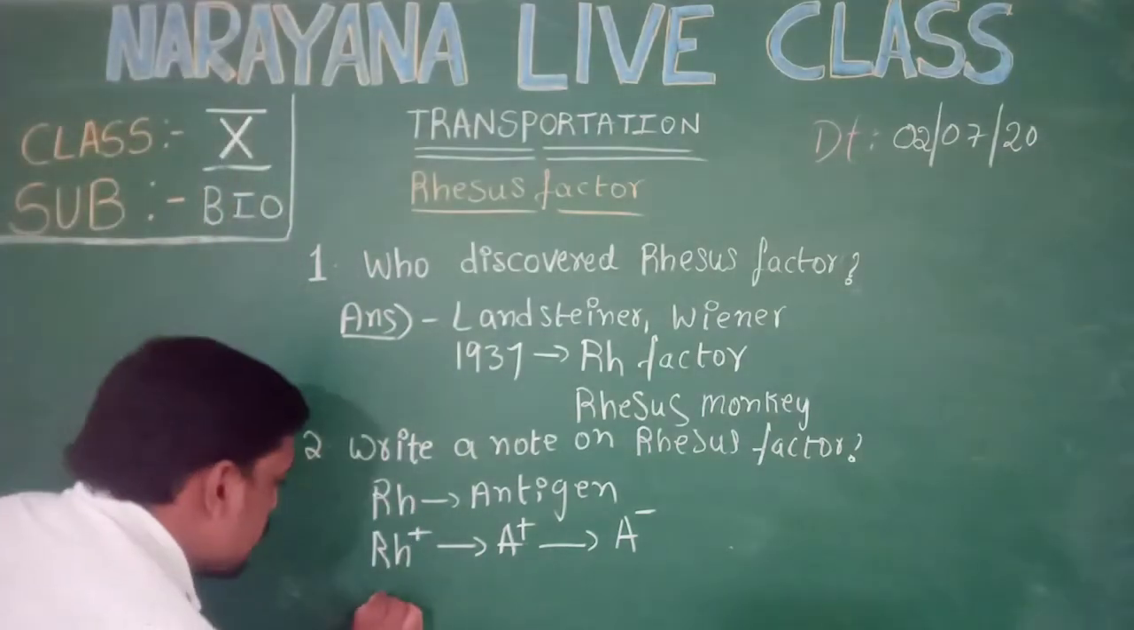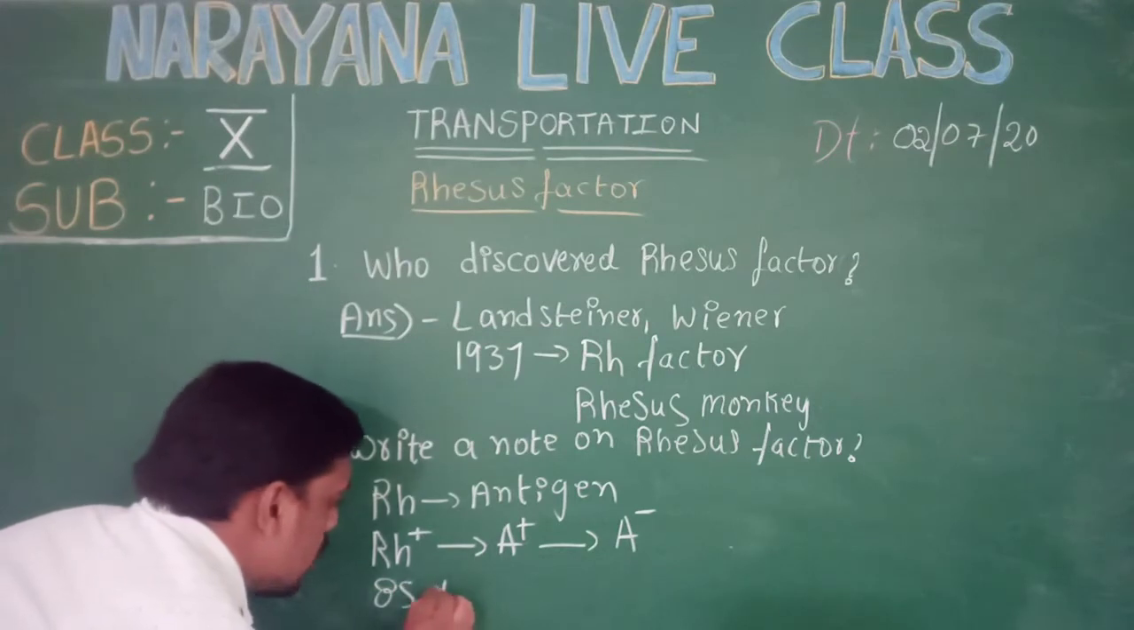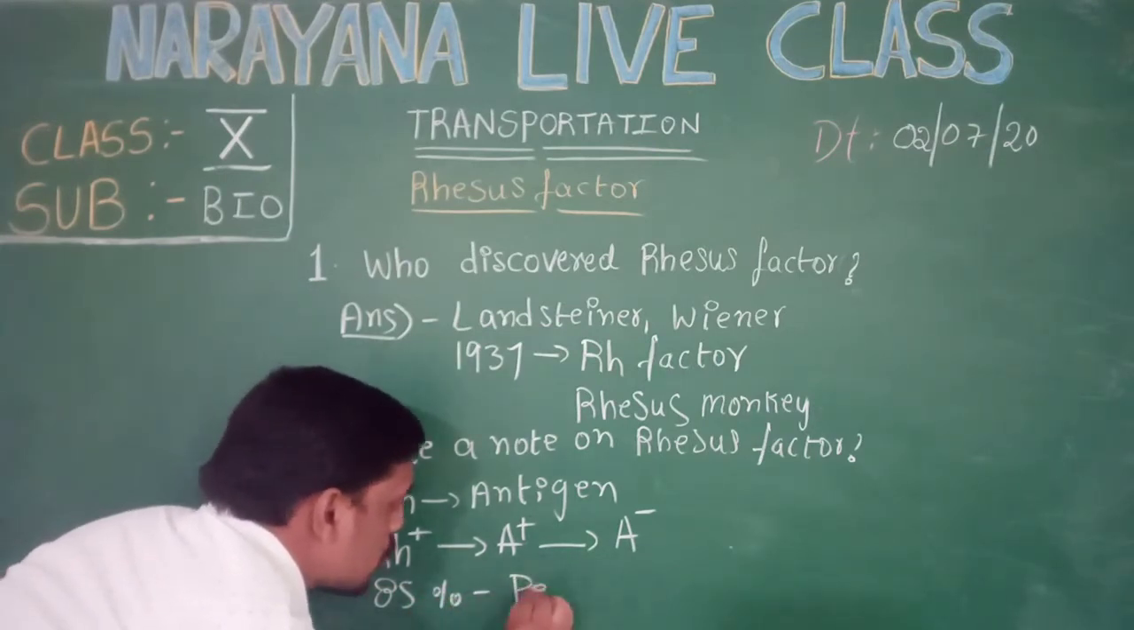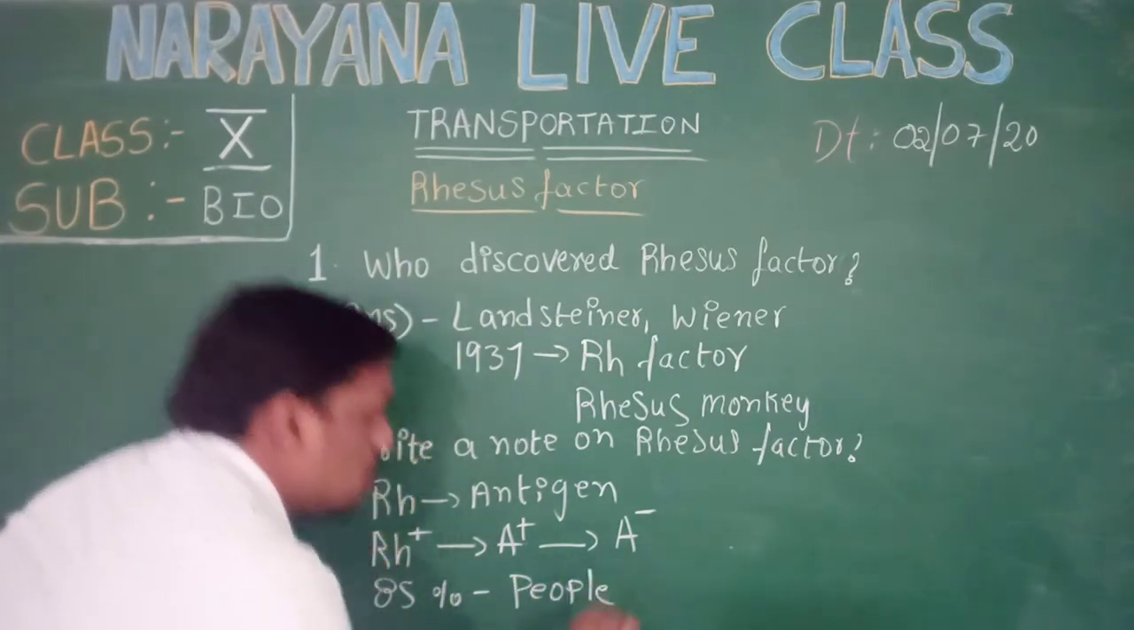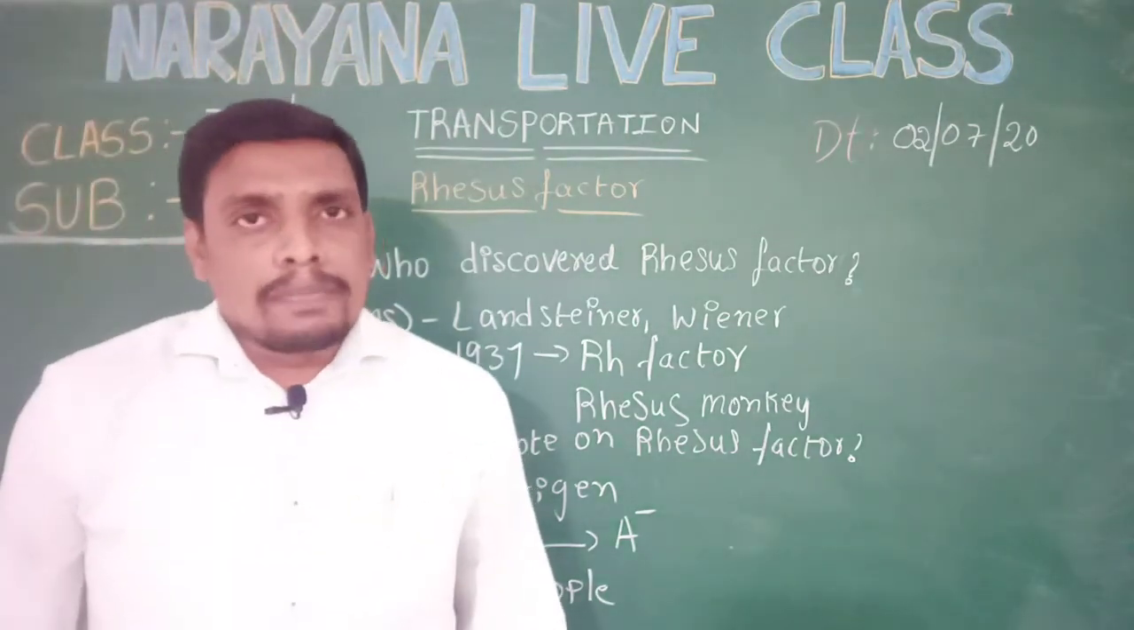About 85% of the population in the world generally have Rhesus factor in their RBC.